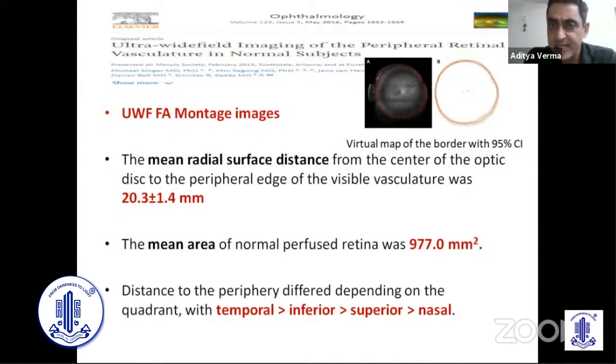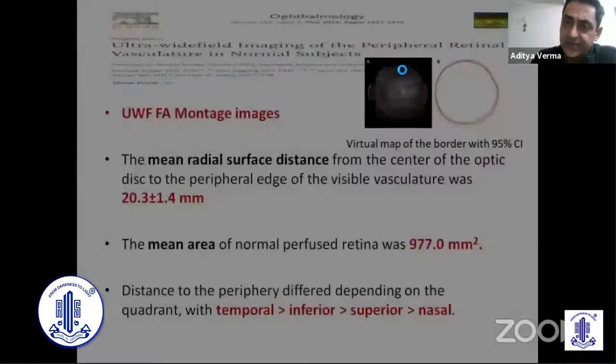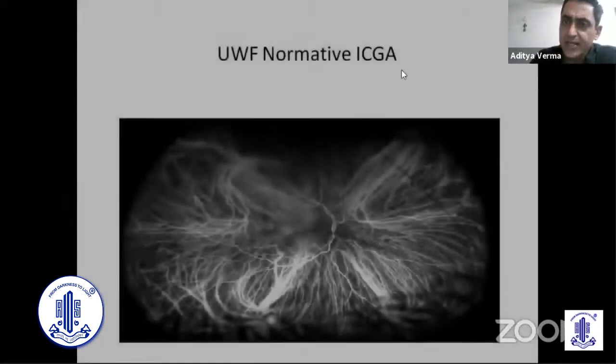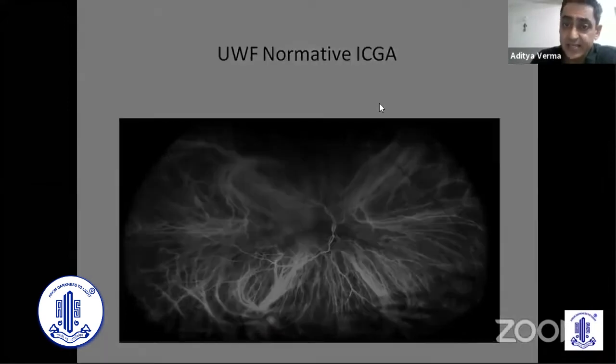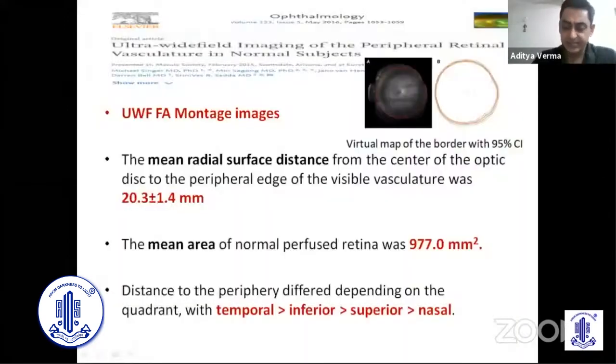They montaged the images and the graders graded them, and they were able to mark the area where the vessels ended. In the fundus fluorescein angiogram ultraviolet field system, the end of the vessels is seen better as compared to ICG angiogram. The mean radial surface distance from the center of the optic disc to the peripheral edge of the visible vasculature was 23 millimeters. This was after stereographic projection, so I'm again stressing that the dimensions are very accurate. They also showed that the mean area of normal perfused retina in a healthy eye was about 977 millimeters square.